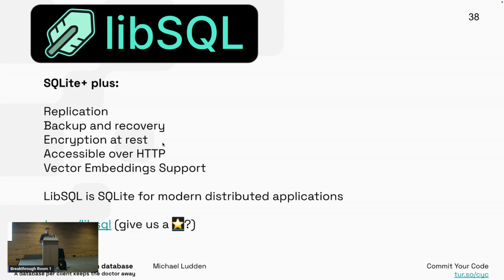We added replication, backup and recovery, encryption at rest. It's also accessible over HTTP, which enables the whole serverless managed offering aspect of it. And we also recently added vector embeddings support. So instead of using a separate vector database, like Pinecone or Chroma, for a lot of use cases, if you're just trying to do vector search or on-device RAG, or just RAG in general, for AI purposes, you can actually just use a column type, which is vector embeddings, right within the same libSQL file, and do it right there in a very lightweight way.